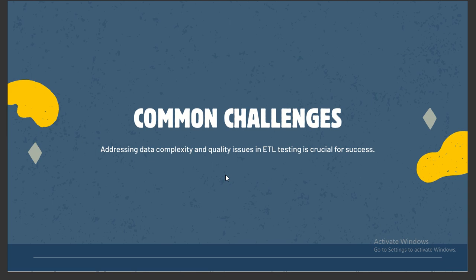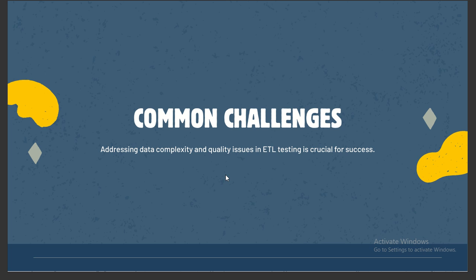So coming to the challenges, the common challenges in ETL testing is data volume and complexity. The larger the data sets, the more challenging it is to validate at every point, and complex transformations can be hard to validate without automated tools.